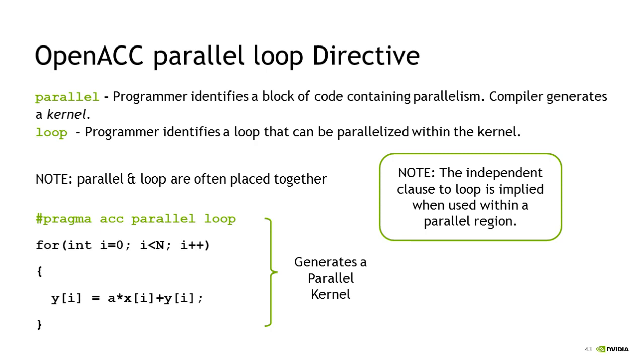So the parallel loop directive is really two directives. It's the parallel, which says, here is a block of code that I want you to run in parallel, and loop says, this is the loop that I want you to run in parallel.